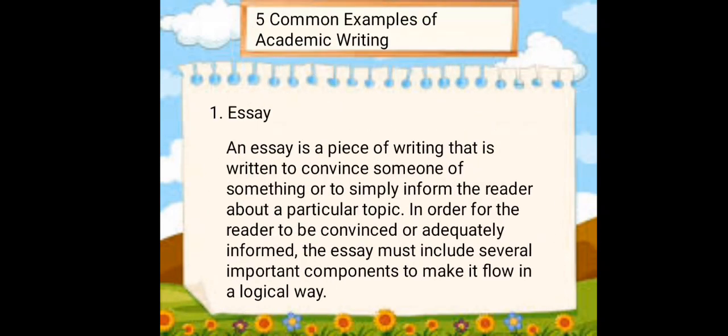Five common examples of academic writing. First and foremost, and very common, is the essay. There are also types of essay. An essay is a piece of writing that is written to convince someone of something or simply to inform the reader about a particular topic. There are a lot of essay examples: informative essay, persuasive essay, descriptive, but those are formal. You need to provide evidence, points, a stance, and most especially the thesis statement around which your ideas and text will revolve.